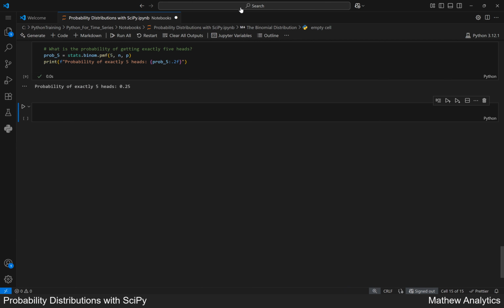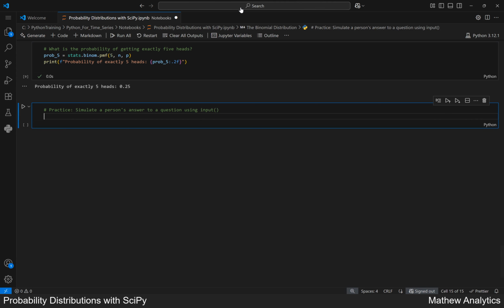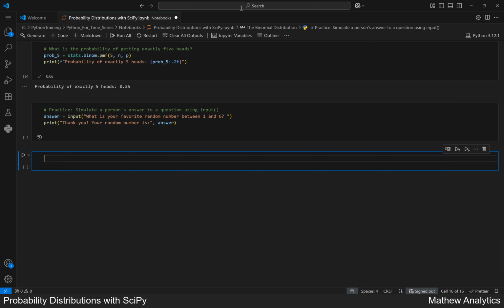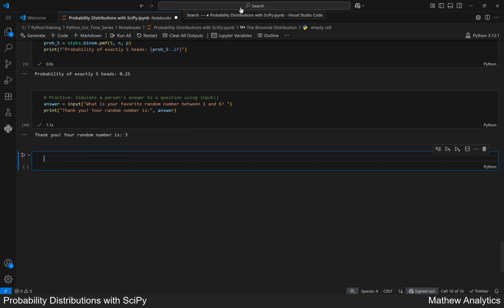Now let us involve you. Imagine you pick a random number between 1 and 6. When you run this code, type any number from 1 to 6. You will see your pick printed back to you. Running the cell now. Try practicing input above and talk about why humans are not really random.